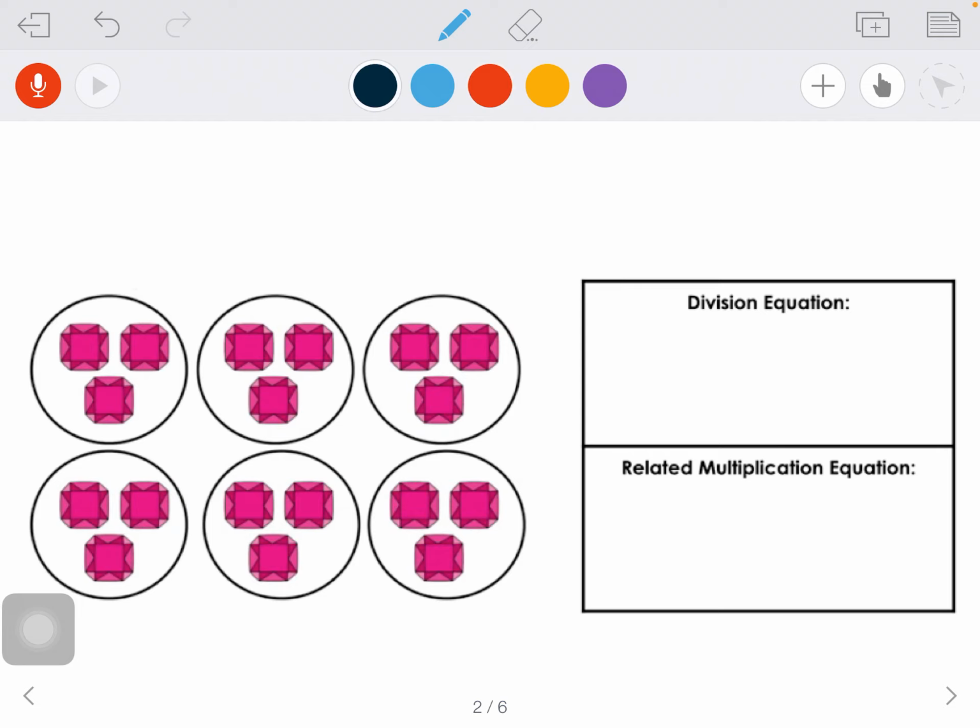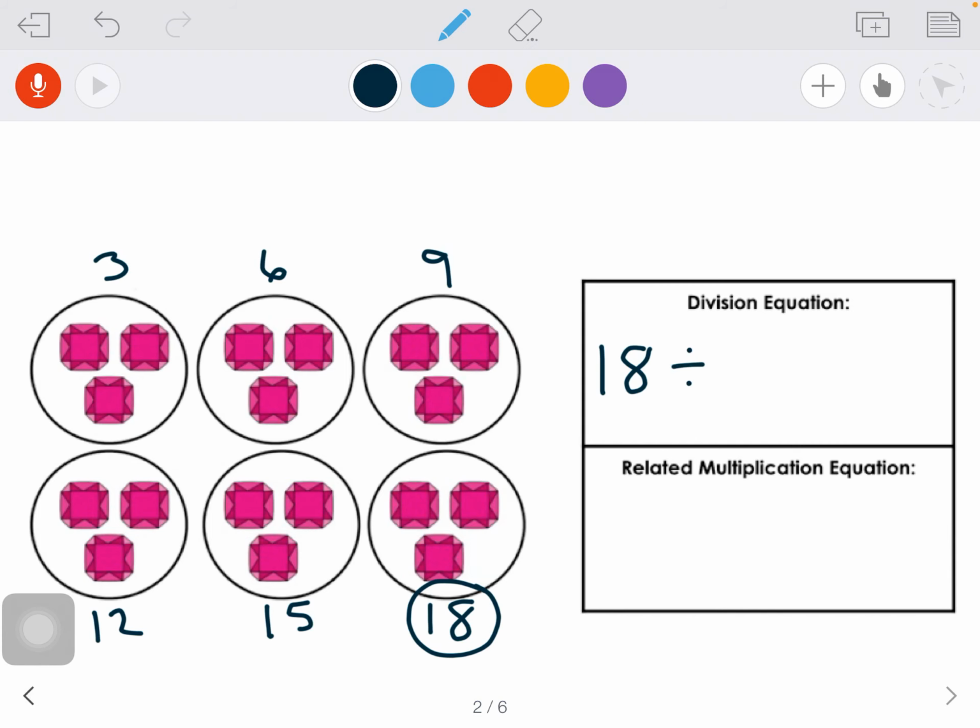I can use a strategy like skip counting. I'm noticing that I have equal groups of 3. So in my mind, I could skip count by 3s, and I could say 3 plus 3 more gives me 6, plus 3 more is 9, plus 3 more makes 12, plus 3 more makes 15, plus 3 more makes 18. Oh, that got me my number very quickly. So I know that my dividend is my largest number, and that's 18. So that's how I start my division problem.